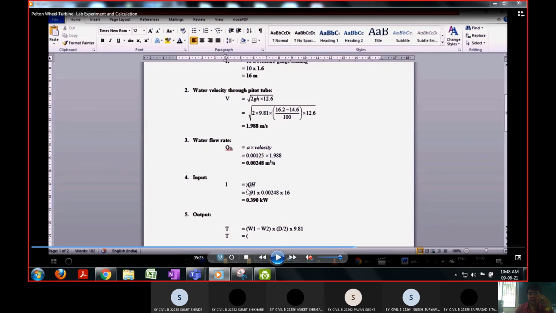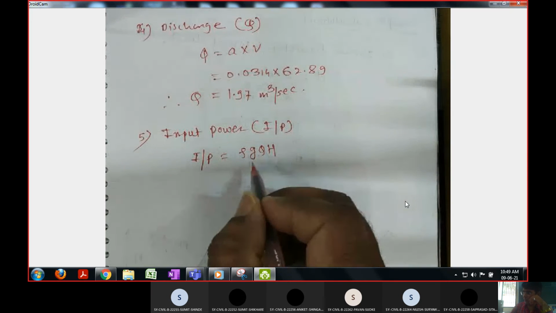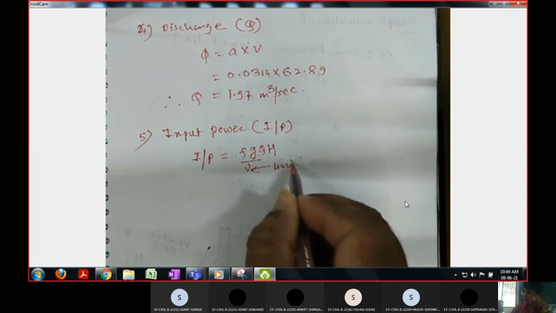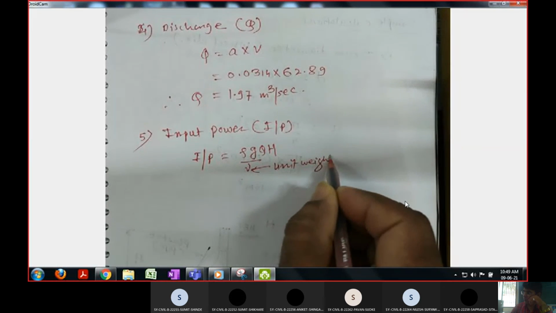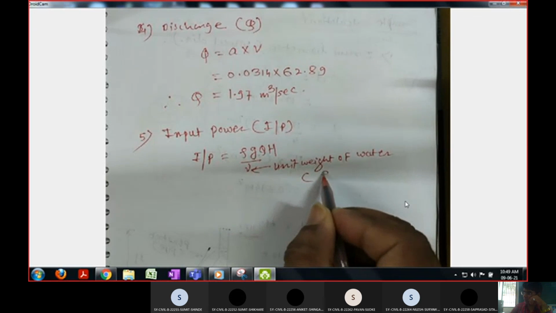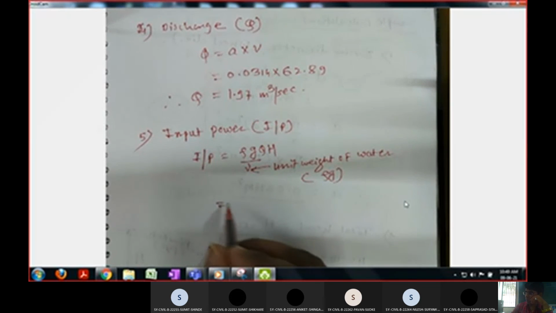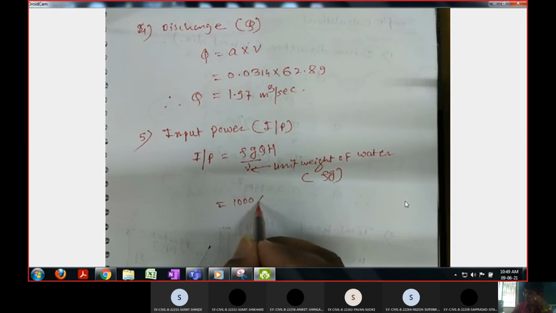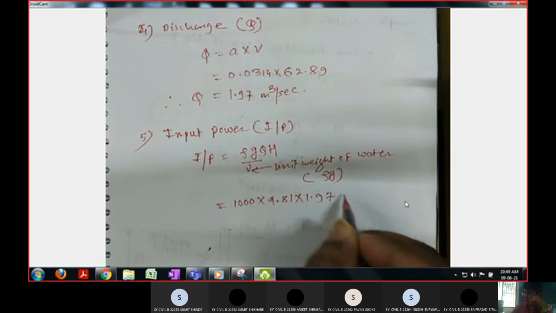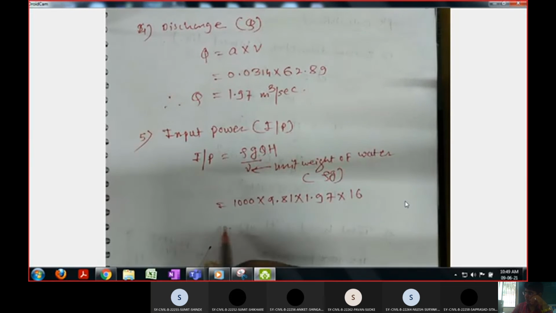Here gamma is the unit weight of water. Remember, this is the unit weight of water and it is calculated by rho G. So density of water is 1000 into 9.81 into Q we have calculated earlier 1.97 into H we have calculated 16. So what is the input power? किती आला input power?